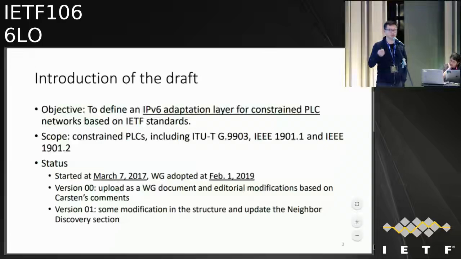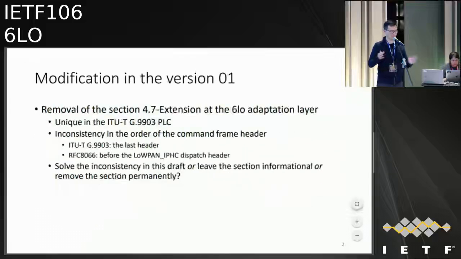For the status of the draft, it was started in 2017, and it was adopted this year in February. For version 00, we just uploaded it as a working group document, with just a simple change of the title and some editorial modifications based on Carsten's comments. In version 01, we have made some modifications in the structure and updated the neighbor discovery section. Then I will talk about some modifications.